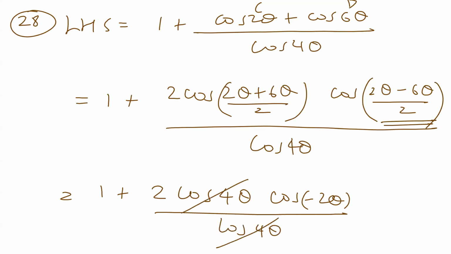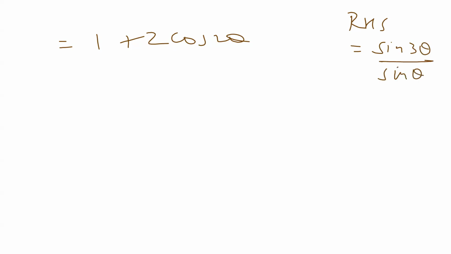Now this is getting cancelled. Cos 4 theta is getting cancelled, and cos minus 2 theta is cos 2 theta, right? So this will be 1 plus 2 cos 2 theta. Now see, our RHS is sin 3 theta upon sin theta. This also you keep in mind.